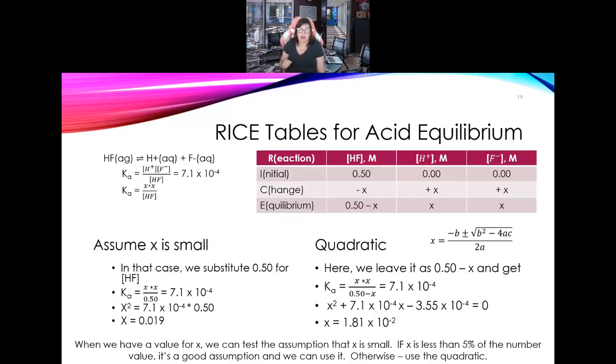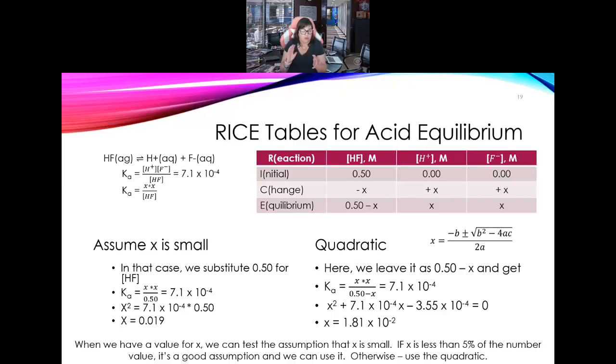Now, Rice tables for acid equilibrium. Oh Lord, we talked about these last time. They still appear here. We can still use them to solve these equations. So if I have HF, which is a weak acid, it goes to H plus and F minus, all right? The Ka for that is 7.1 times 10 to the minus 4. We also know that the Ka is equal to the X for the H plus and the X for the F minus over the concentration of HF.